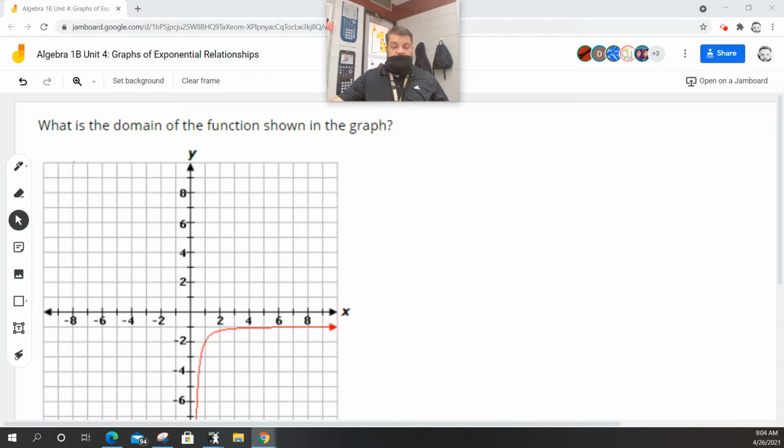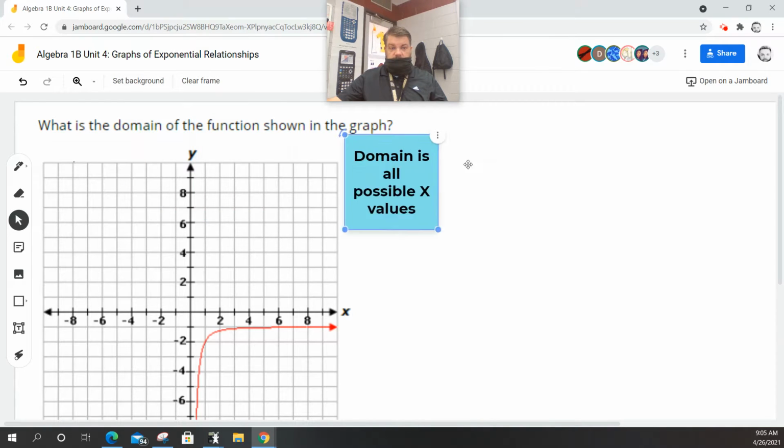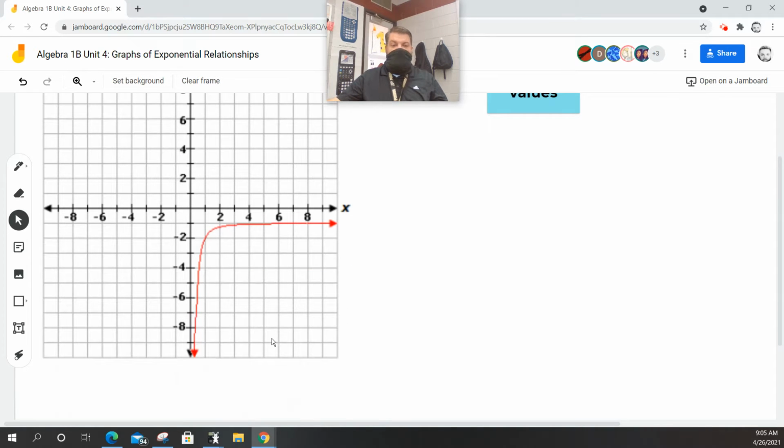So it says, what is the domain of the function shown in the graph? Well, first of all, we need to remember that domain is all possible x values, okay? So the domain of something is all the possible x values. So then we just look at the graph and see, well, what are the possible x values?